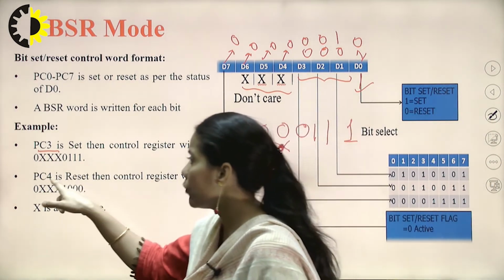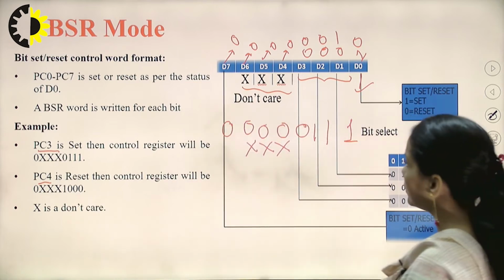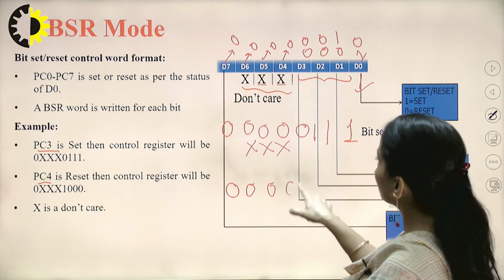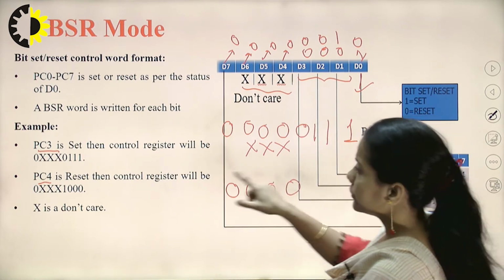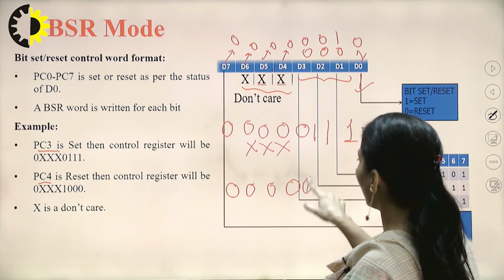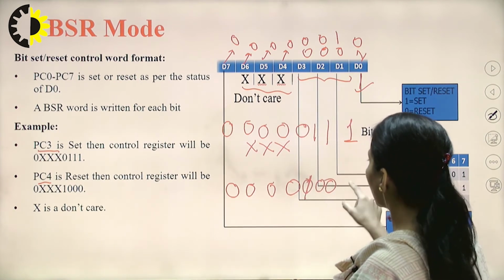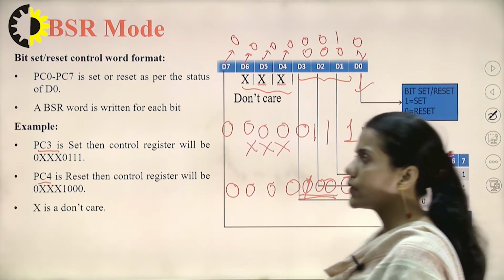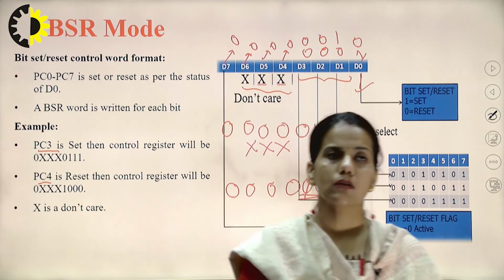If we want to reset PC4, what will happen? 0, 0, 0, 0, and we are talking about PC4, the 4th bit, 1, 0, 0, and this reset is 0. So this gives the 4th bit. So in this way we can configure any of the bits of port C.